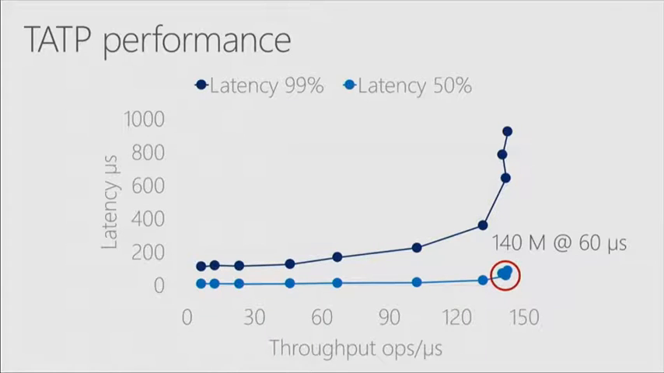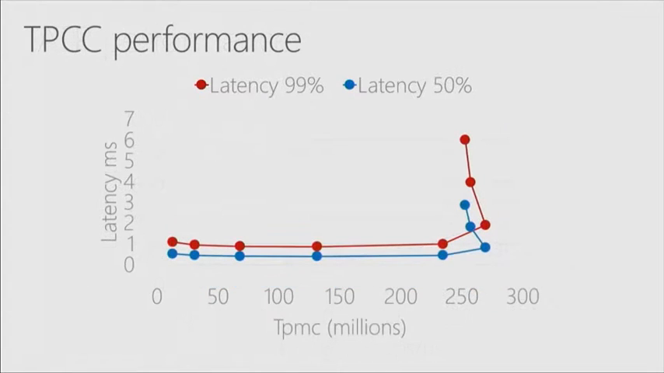And as you can see, performance is really high. We were able to perform 140 million operations per second with a median latency of only 60 microseconds. And at the knee of the curve, the latency is actually halved with only a moderate impact on throughput. And also, the 99th percentile latency is quite good. It's less than 1 millisecond, which is, for instance, comparable to the latency of a single TCP message exchange in a loaded system.